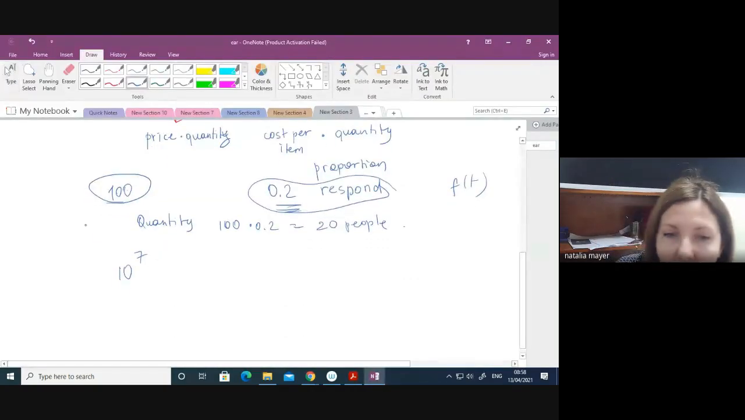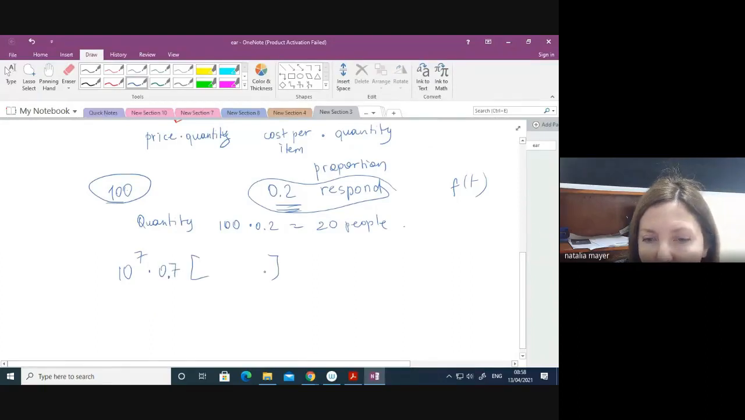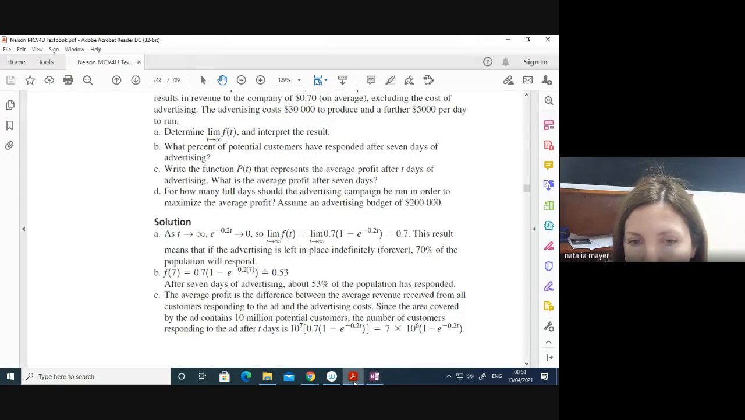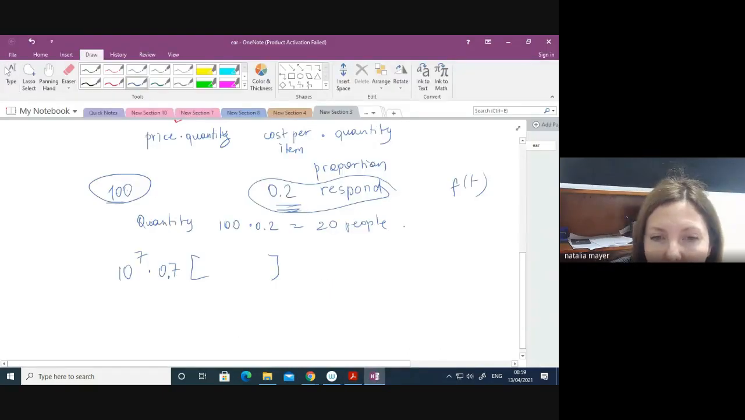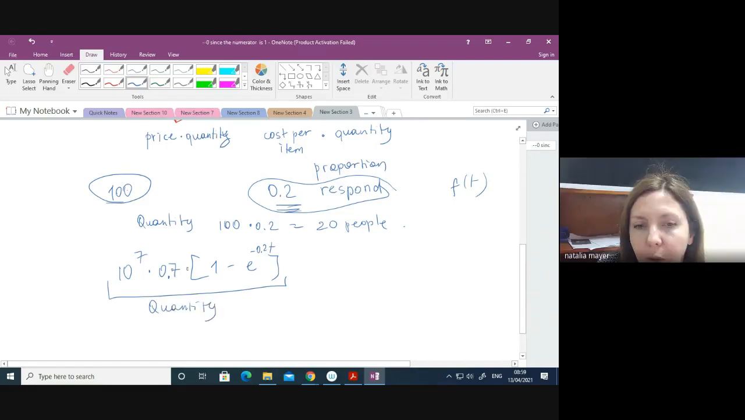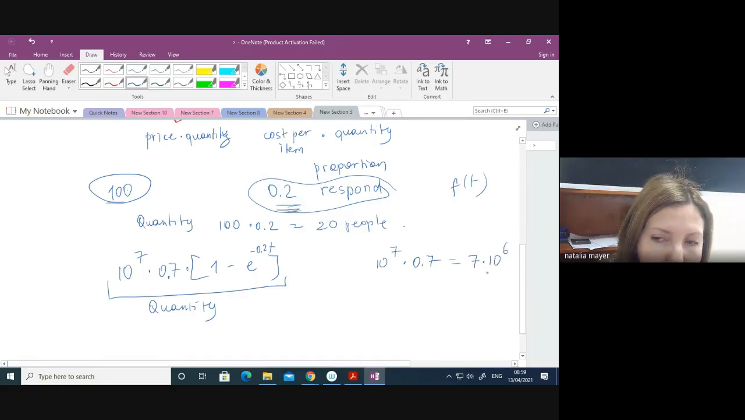Okay, so you used to have 10^7 times 0.7 times what you have in the function there, 1 minus e to the power of negative 0.2t. So this is the product. This is a formula which represents the quantity, right? And it's a product because this is also multiplied. So if I multiply 10 to the power of 7 and 0.7, it will be equal to 7 times 10 to the power of 6. Do you understand why?